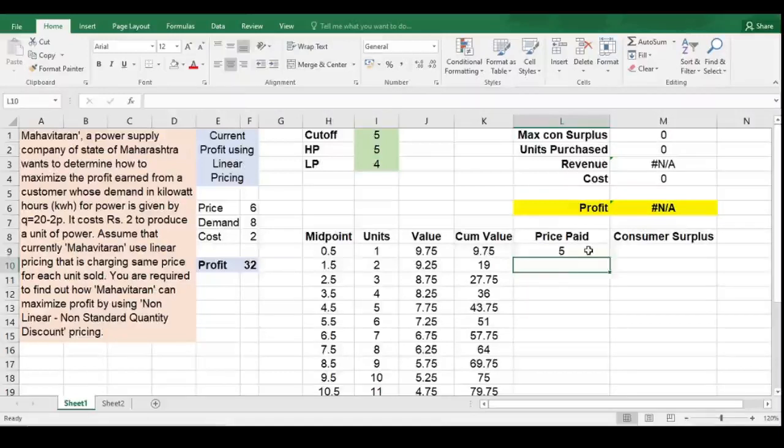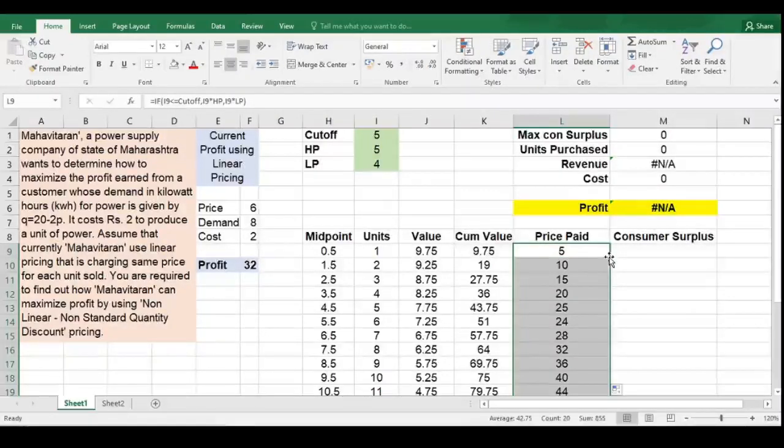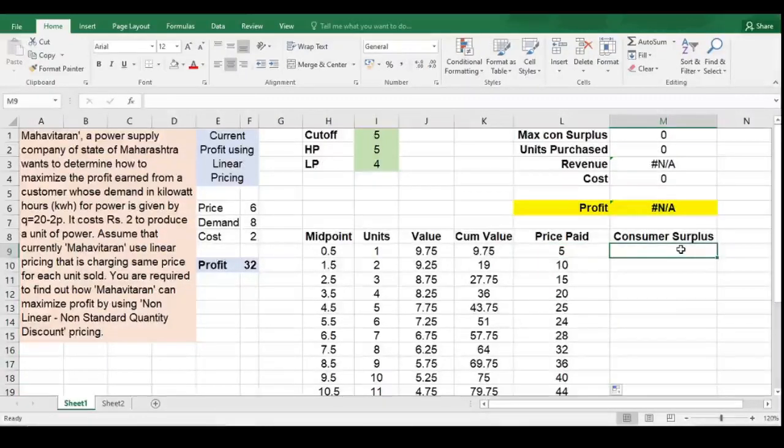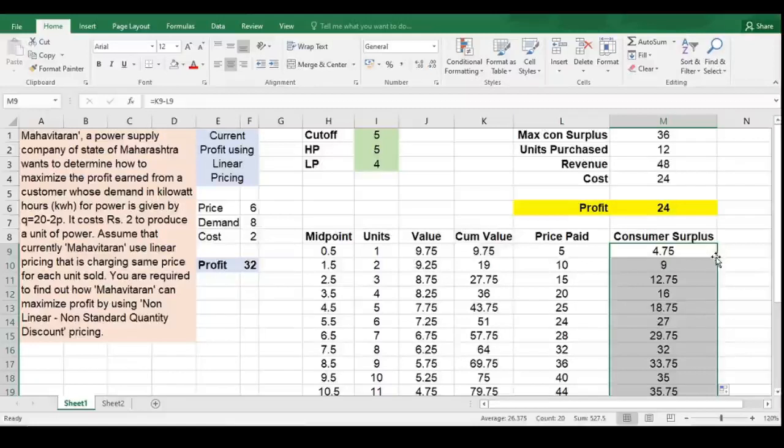So now just drag this formula into the remaining cells. Enter the formula in consumer surplus. Consumer surplus is nothing but cumulative value minus price paid. Hit enter. Then just drag this formula into the remaining cells. That's it. Now our sheet is ready to run the solver.